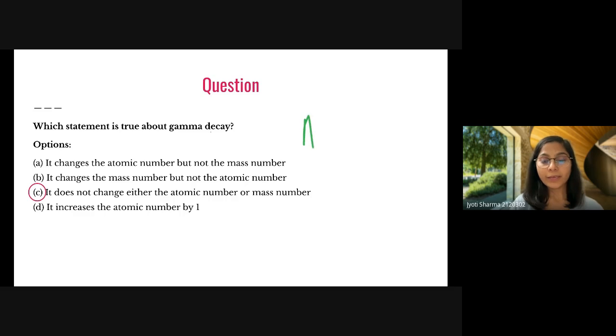If you have here A, and this has X and Y, and some gamma rays have been emitted, and this is giving you the product, this product will also have X and Y the same, but this will give you the gamma radiations or gamma decay element. So that's how your atomic number and atomic mass number will be the same. So that's why C is the right answer for this.